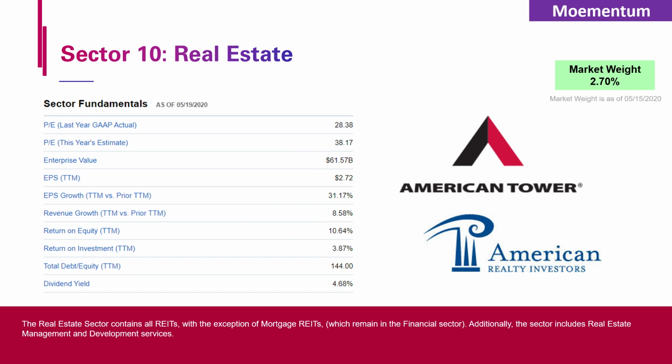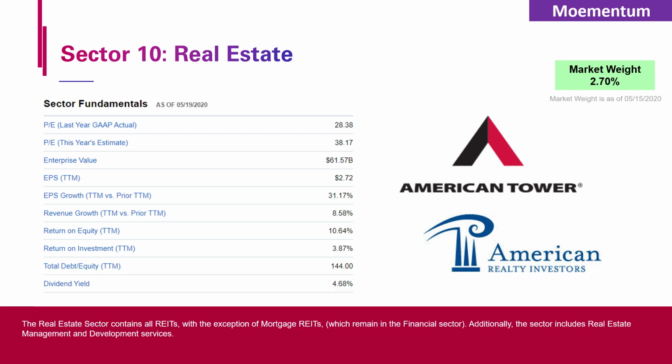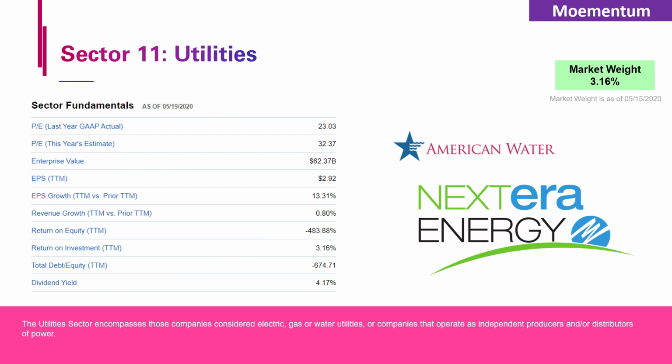The market weight for real estate sector is at 2.70%. The dividend yield for real estate is quite decent, sitting at 4.68%. Here you have a number of real estate companies, including REIT or Real Estate Investment Trust. Examples include the American Tower, which is one of the largest real estate investment trusts in the world, as well as American Realty Investors. Lastly, we have utilities on the 11th sector to review.